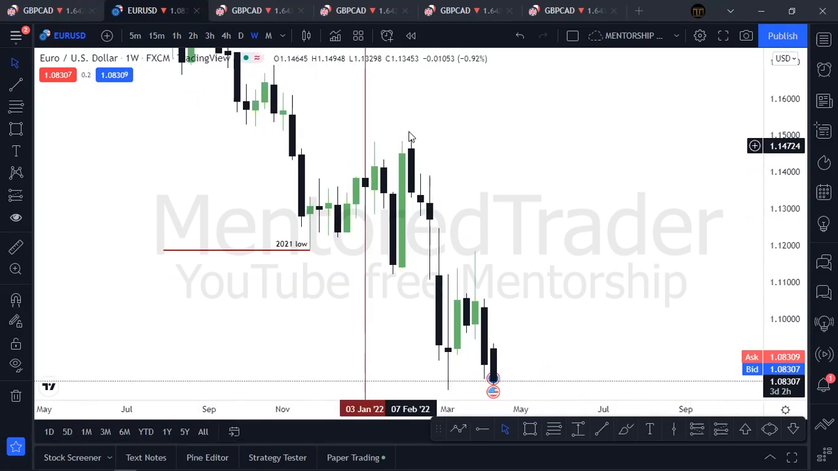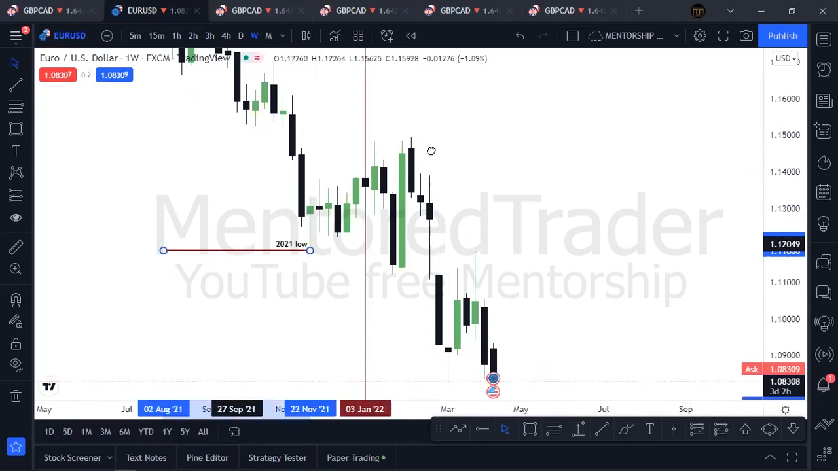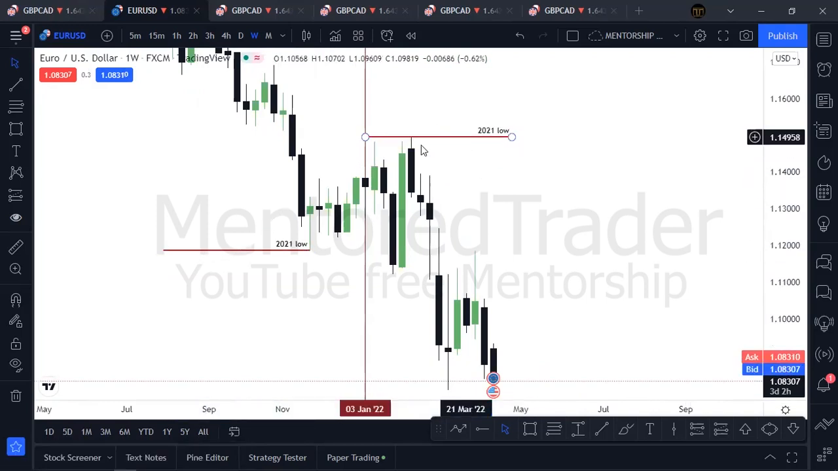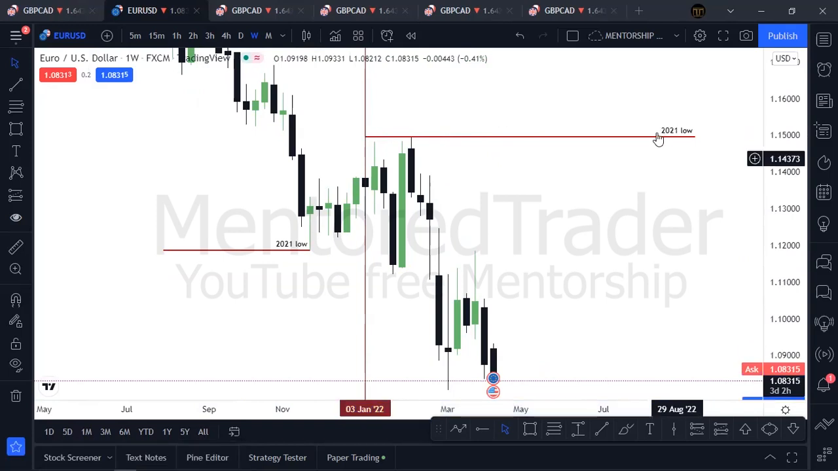Then here we have a 2022's high. Now I'm going to look at the highest candle since January. Okay, I see the highest candle since January, which is there. 2022's high.